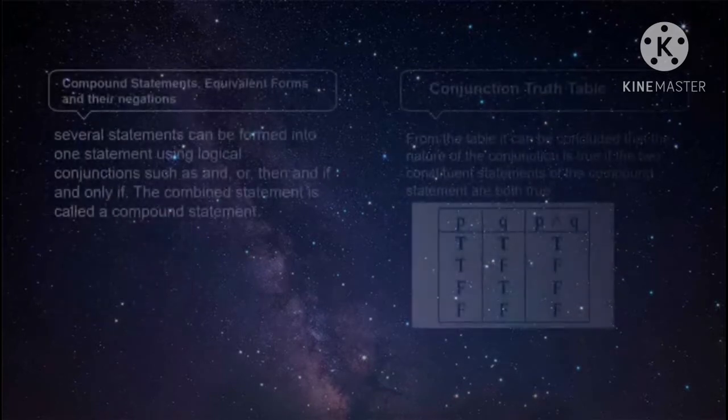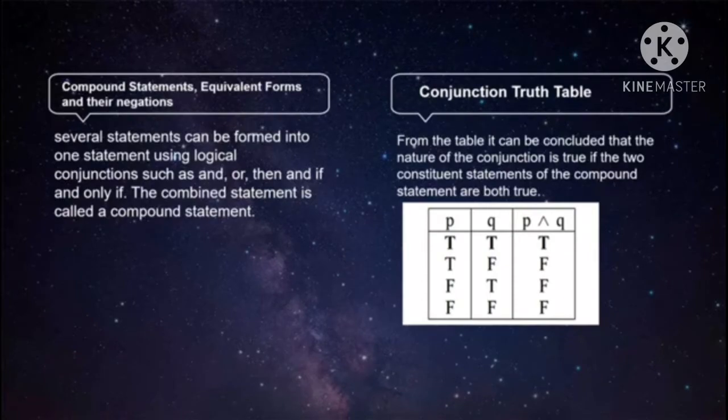Number 3, compound statement, equivalent forms and their negation. In mathematical logic, several statements can be formed into one statement using logical conjunctions such as and, or, then, and if and only if. The combined statement is called a compound statement. In mathematical logic, these conjunctions each have their own symbol and term. You can see on the screen.